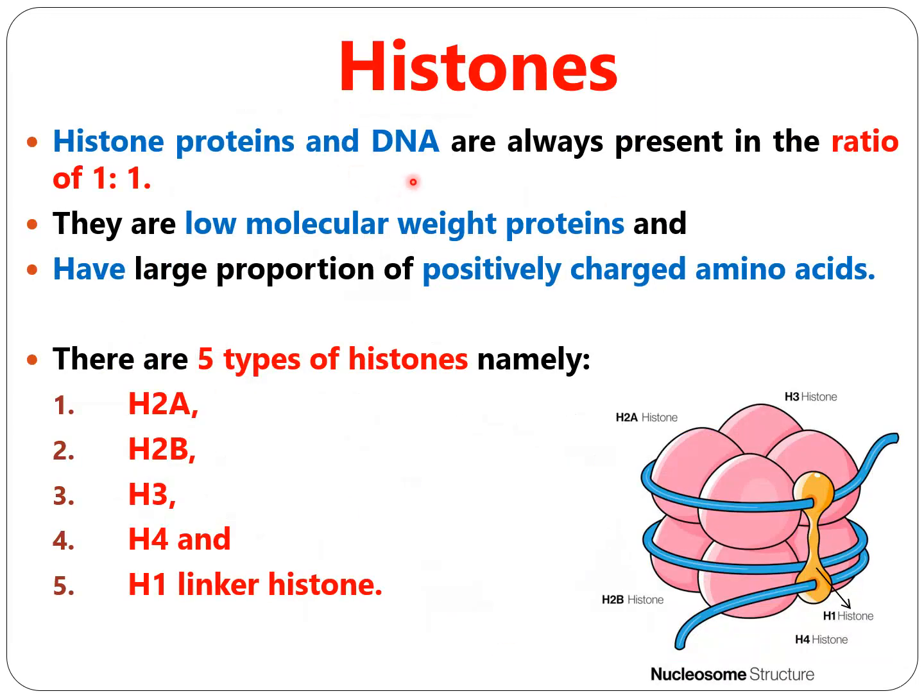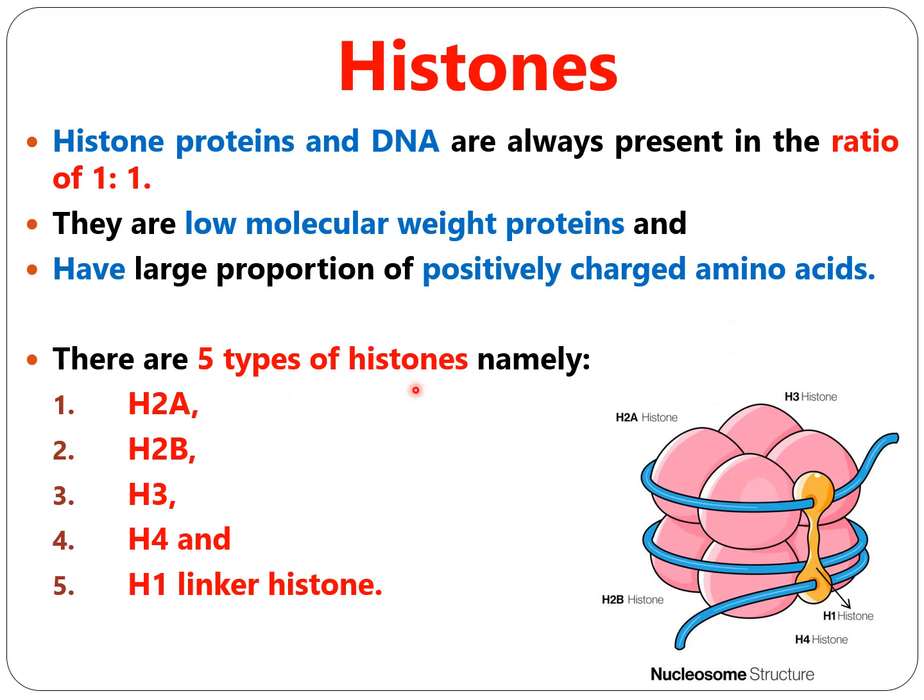The DNA always wraps around the histone proteins, which are the core proteins, and it is always in the ratio of 1:1. These are the core proteins, which are histones, around which DNA is found to be wrapped. The histones are low molecular weight proteins and they have a large proportion of positively charged amino acids. So the proteins are positively charged here and the DNA is negatively charged. So these two, the proteins and the DNA, are held together because of these charges.